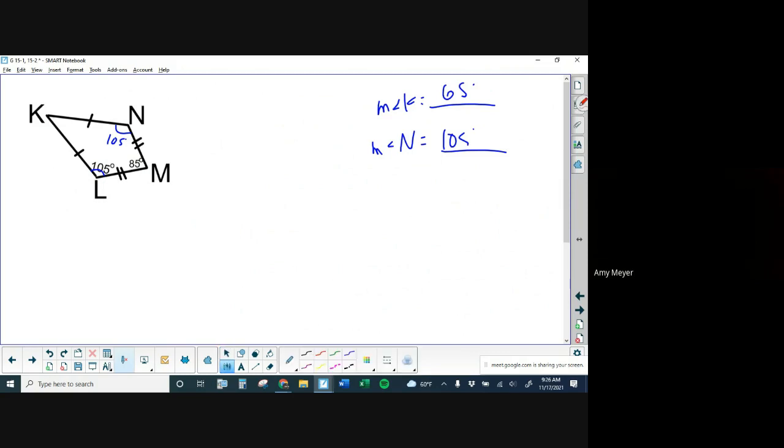If I gave you maybe some information like this, and I said, what is KN? Can you see how now we're using property number 1? I want to know about the sides. So KN matches this one, 5.